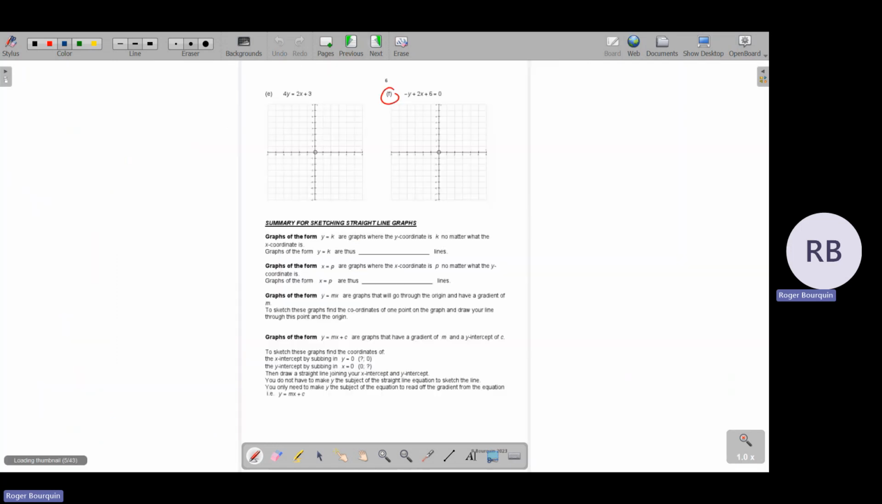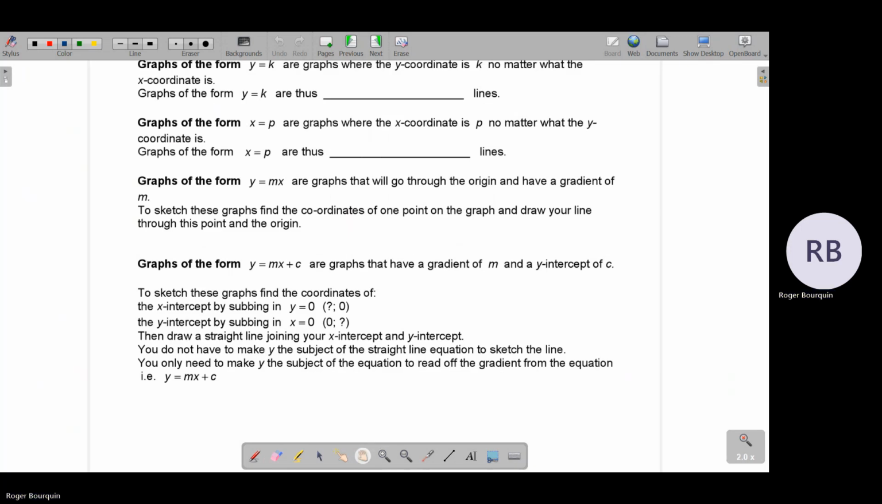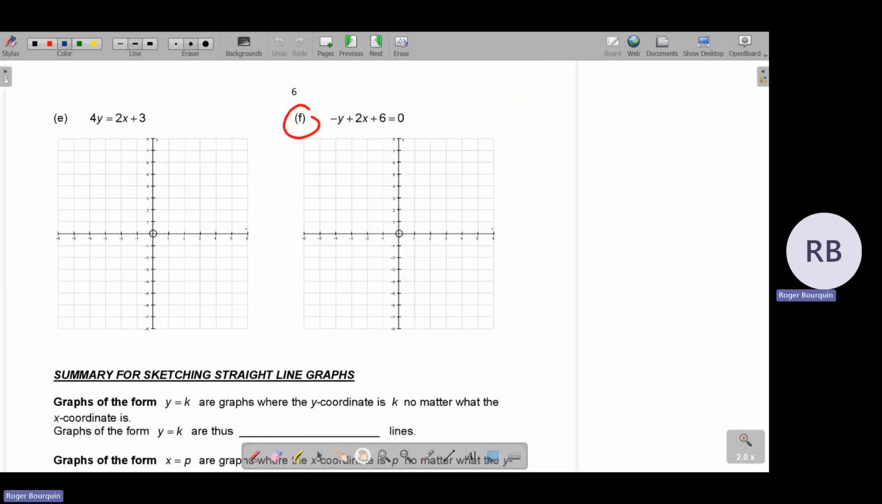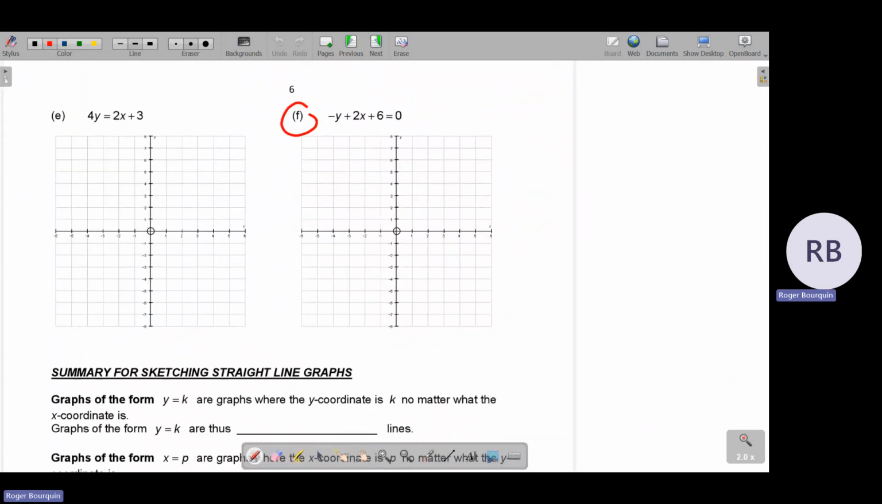Okay, the next one on this page, you've got y is equal to -2x plus 6, or -y plus 2x plus 6. You could rewrite the equation if you want to, you don't have to though. With all of them, this is not going to go through the origin because you've got that constant term.